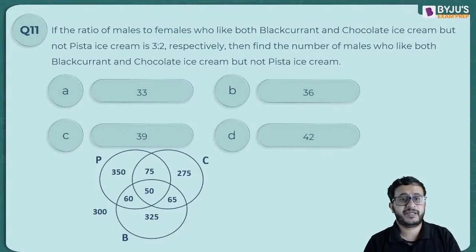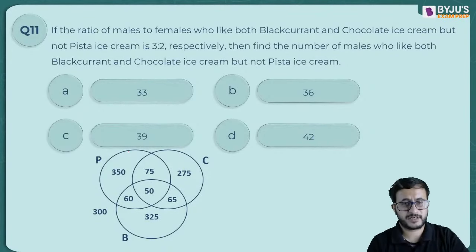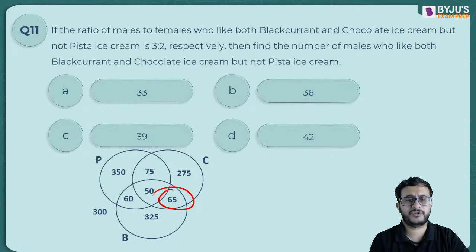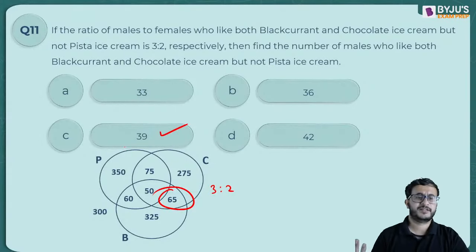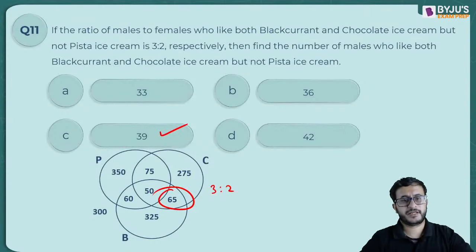If the ratio of males to females who like both blackcurrant and chocolate ice cream but not pista is 3:2, ठीक है, you have to find the number of males, right? So 3:2 में कर दोगे तो number of males you will get as 39. ठीक है, that will be 39 in this case.